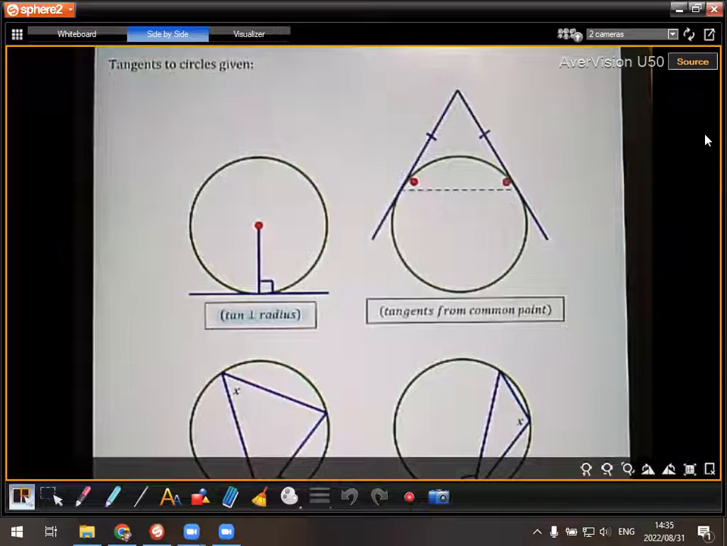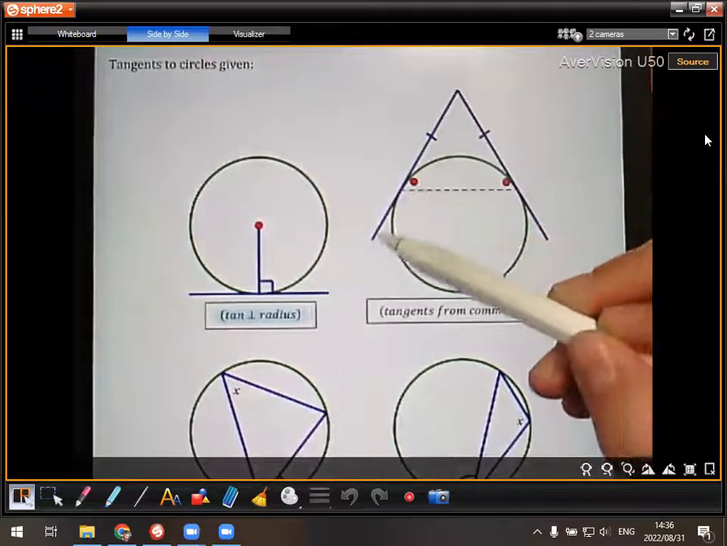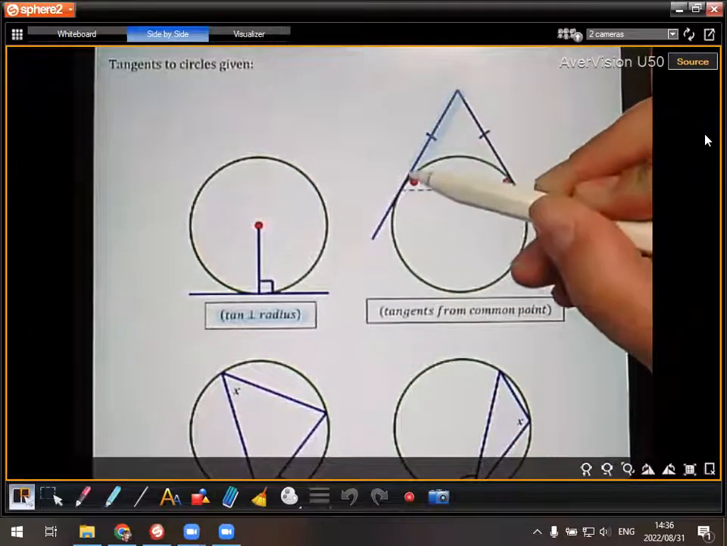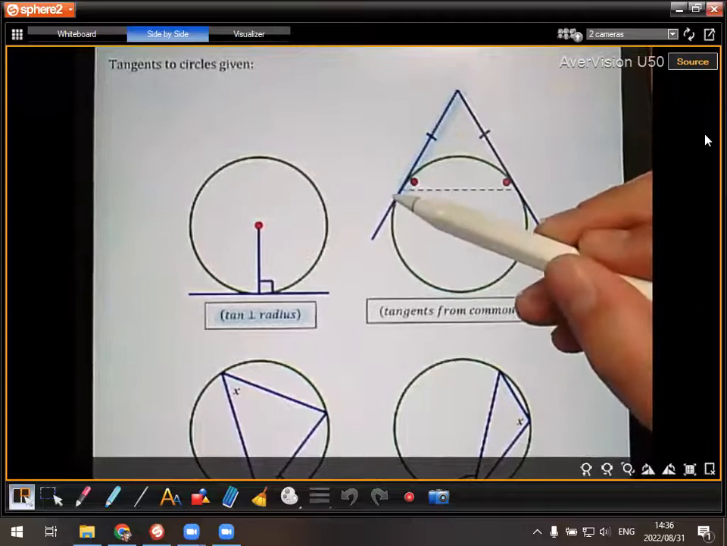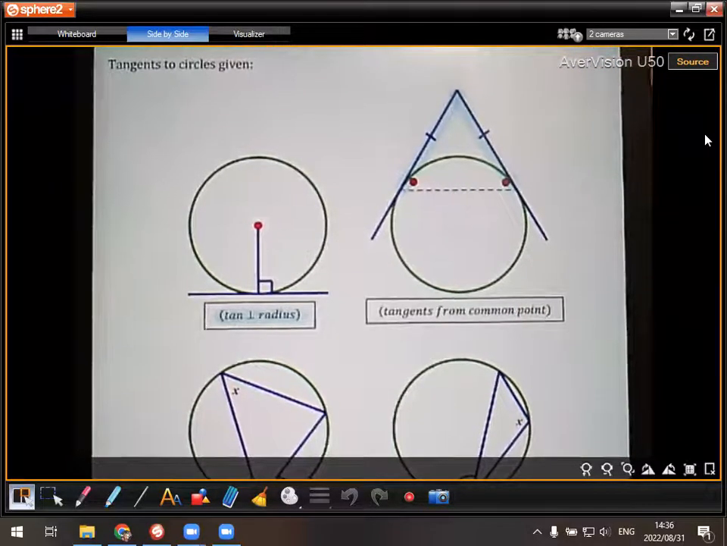Now, tangents from a common point, right? You have to write "tangents from a common point." That theorem says that if you have tangents coming from the same point outside the circle, those tangents are equal, right? So guys, remember, it's not the whole tangent, because this tangent can be drawn forever and ever. It's just the section from that point to where it touches the circle. Okay, so it's just those two parts that are equal.